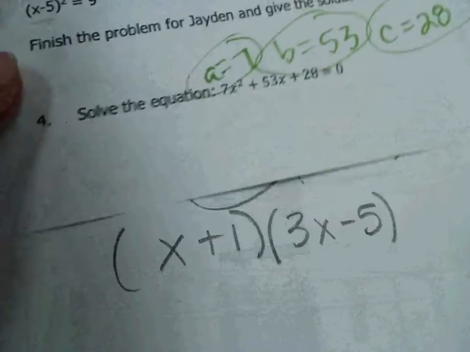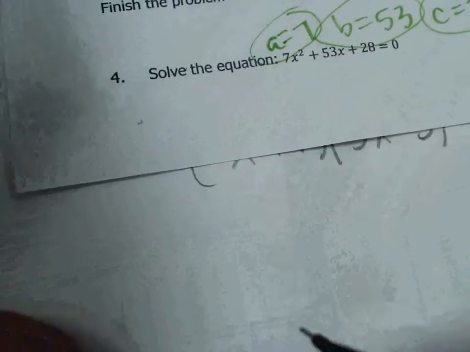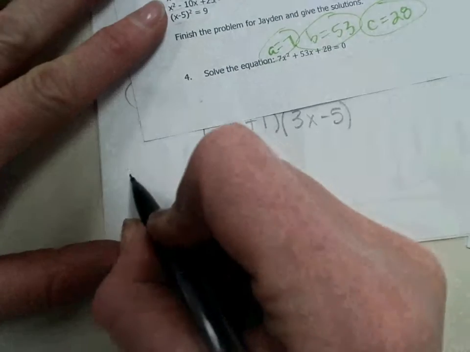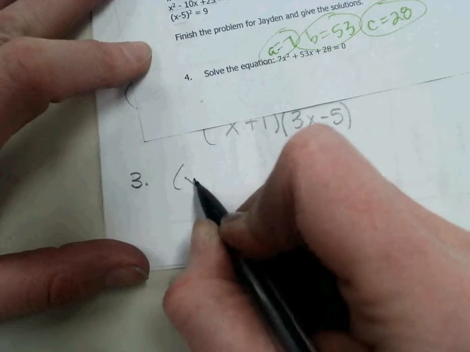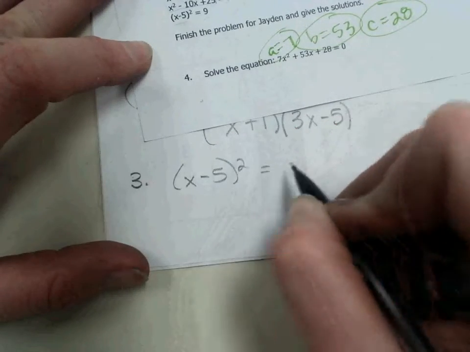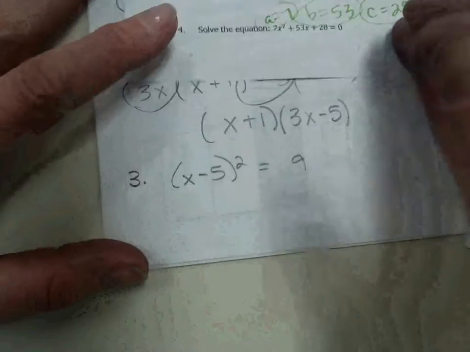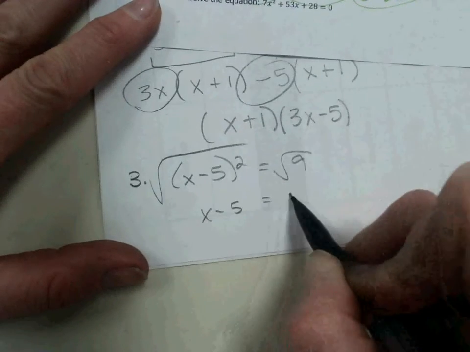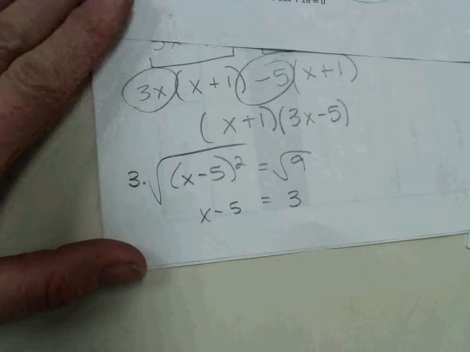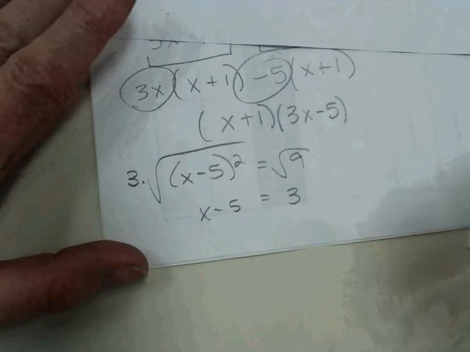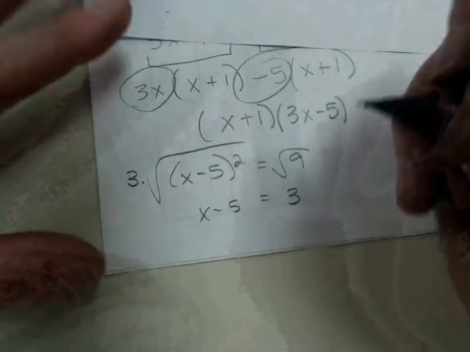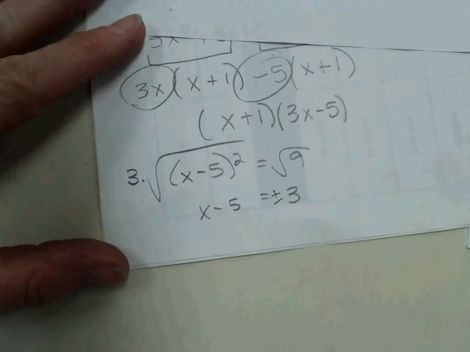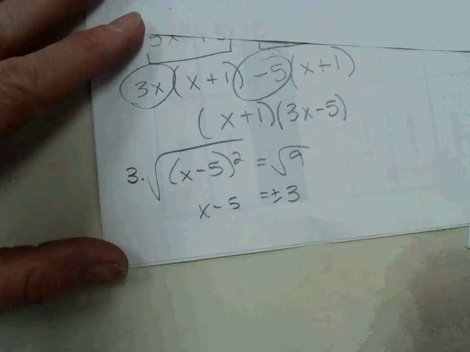So if we have on question 3, x minus 5 squared equals 9. What should I do to solve? Square root both sides. So x minus 5 equals 3. Good job. Plus or minus 3. Don't forget the plus or minus when you take the square root of a perfect square.